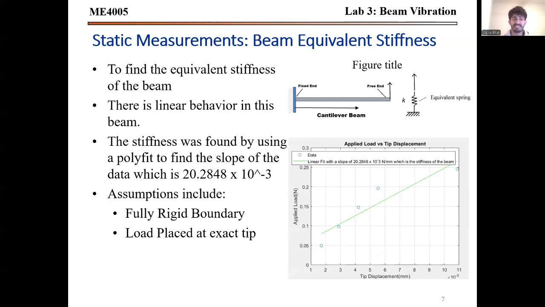To find the equivalent stiffness of the beam, there's a linear behavior in this beam. So the stiffness was found by using a polyfit to get the slope of the data of the applied load and the tip displacement, and we found that the slope was 20.2848 times 10 to the negative 3 newtons per millimeter. And assumptions included fully rigid boundary conditions and load placed at the exact tip.